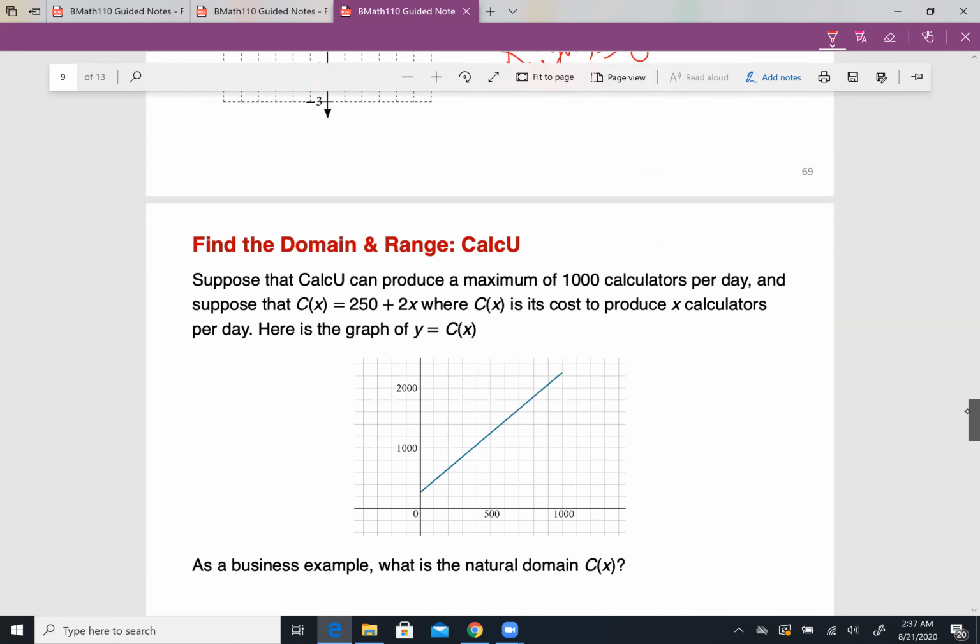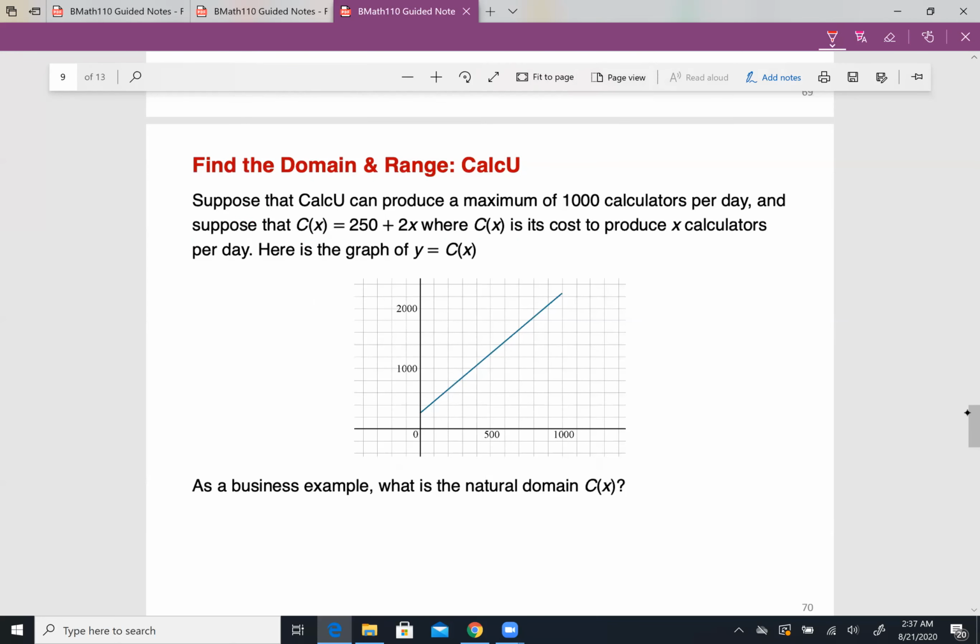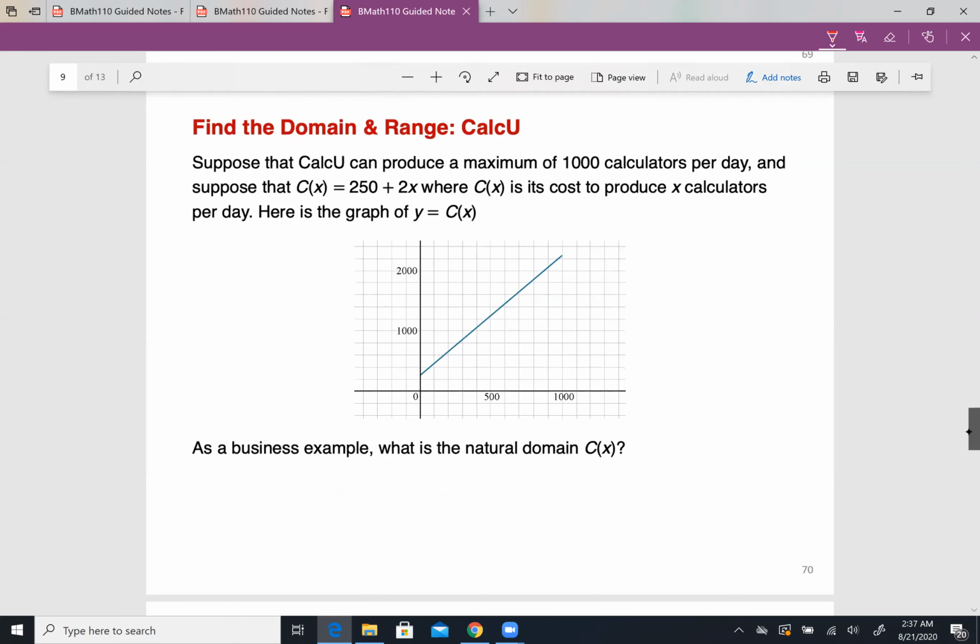Now I'm going to note down here. I have a problem about the Calq company that can produce a maximum of 1,000 calculators per day. Remember the word maximum here. Suppose that C of x equals 250 plus 2x, where C of x is the cost to produce x calculators per day. Here is a graph of y equals C of x.